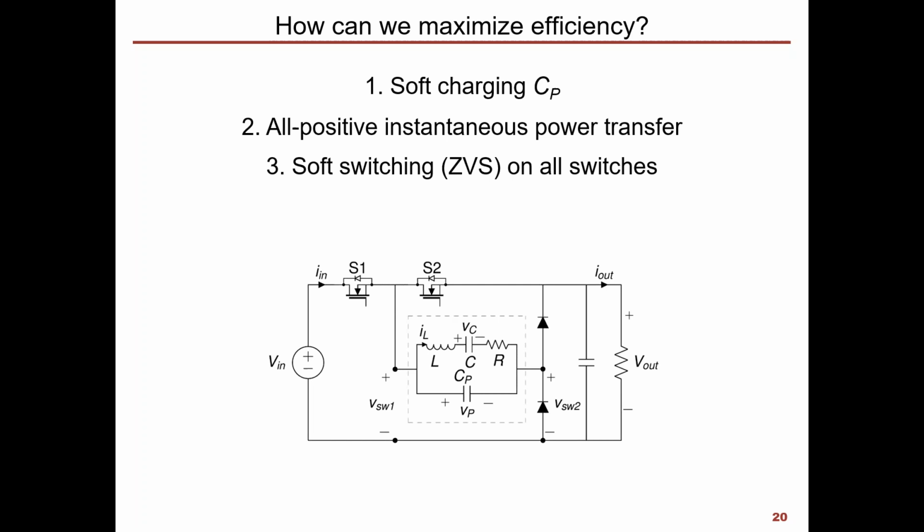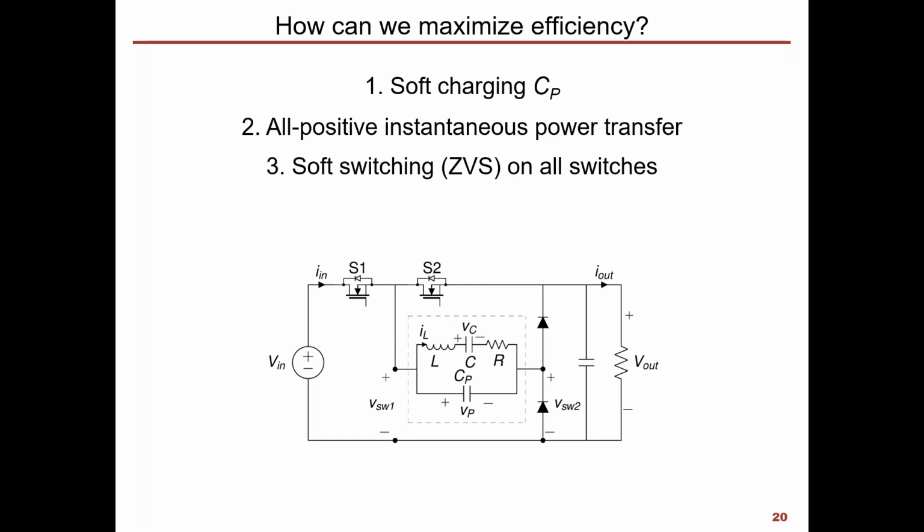All of our switching sequences are already capable of soft charging. We know that. We'd like to also maybe constrain for all positive instantaneous power transfer, which means at no point in the cycle are we going to be delivering energy back into the source or pulling it back out of the load. We only want positive power flow at all times.